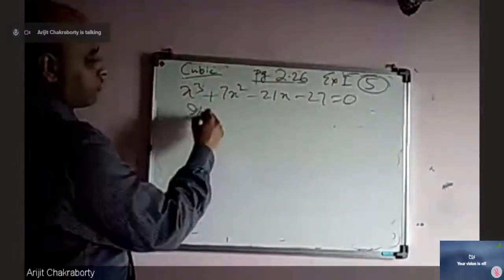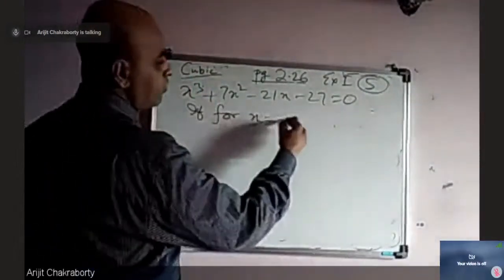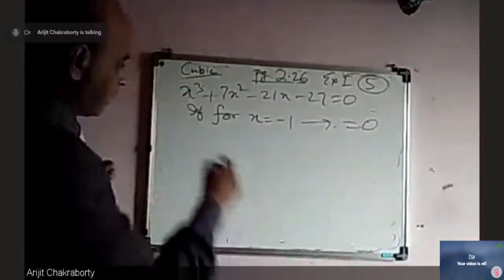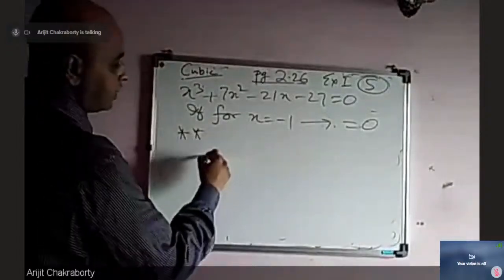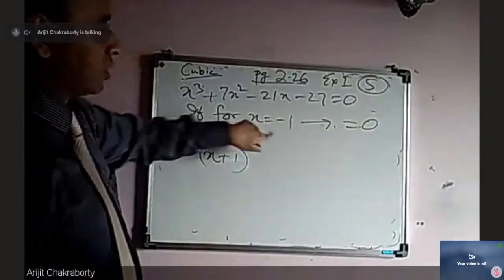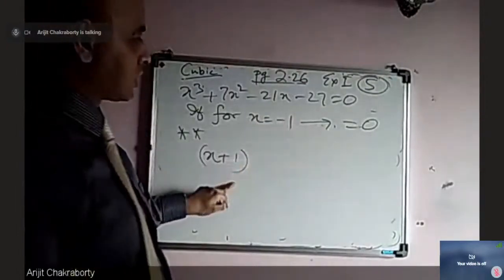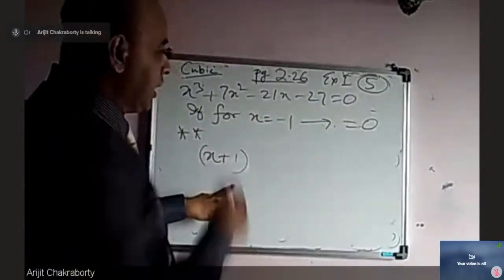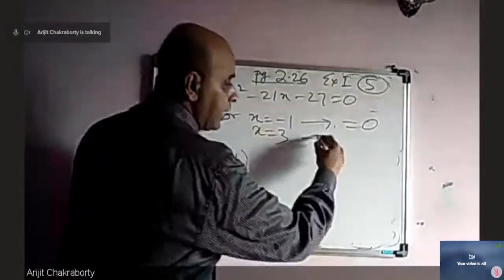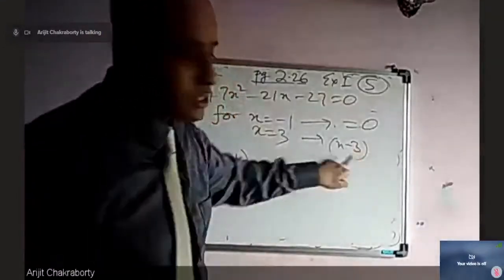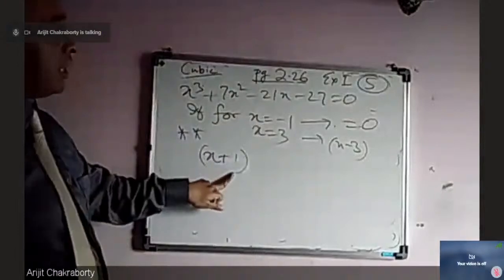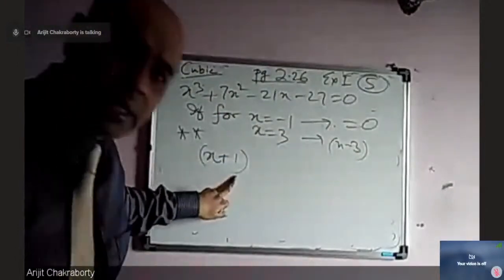If for x equal to minus 1 the expression becomes 0, then, very important, x plus 1 will be a factor. If x equal to minus 1 gives 0, then always remember x plus 1 will be a factor. If x equal to 3 makes the expression 0, then x minus 3 will be a factor. Minus sign. So x plus 1. Now for this, trial and error again.